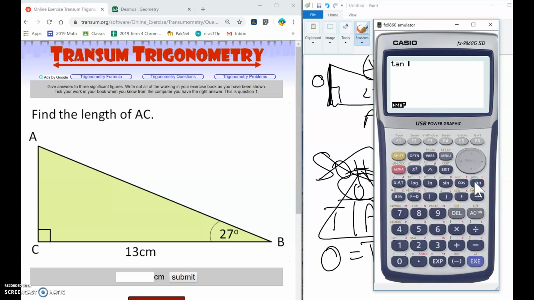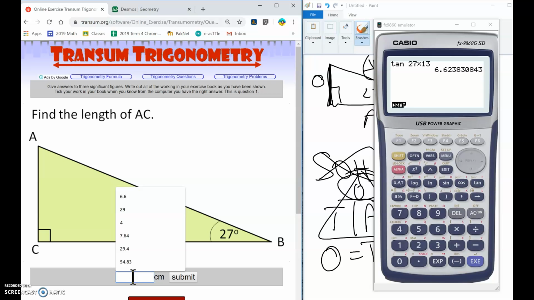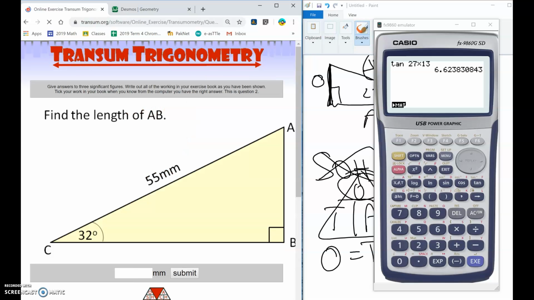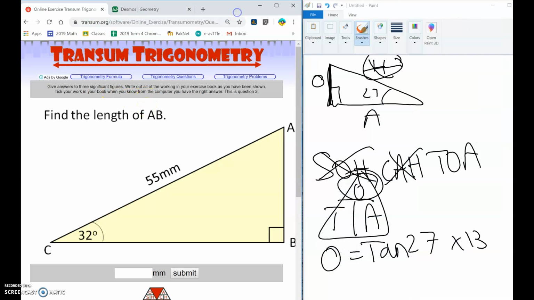Tan 27 times 13, and I get 6.62. Well done, next question. Now notice it says give answers to 3 significant figures, so that's why I did that, but it actually doesn't really particularly mind.